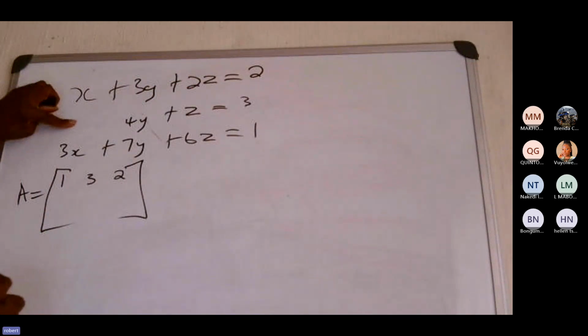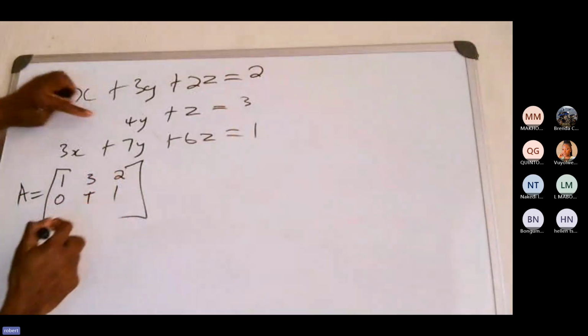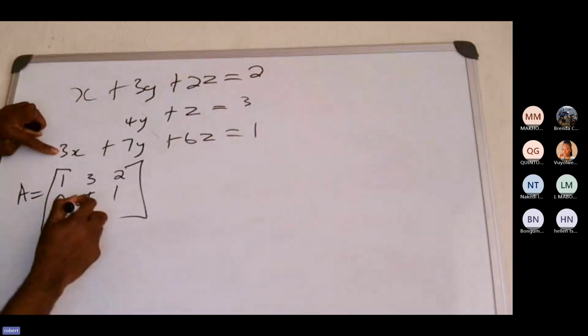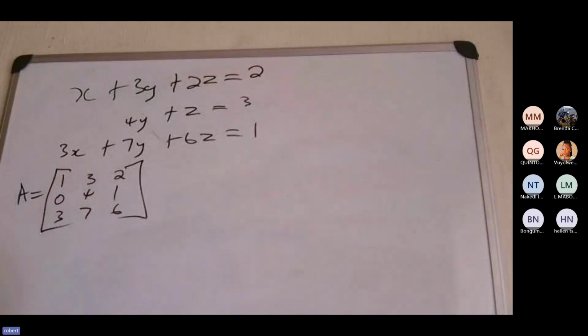Then from there here, what is the numerical coefficient here? We know it will be 0 because it's 0x. We don't have to write it. What about here? You say 4. What about here? 1. What about here? 3. What about here? 7. What about here? 6. Then this is what is called the coefficient matrix.